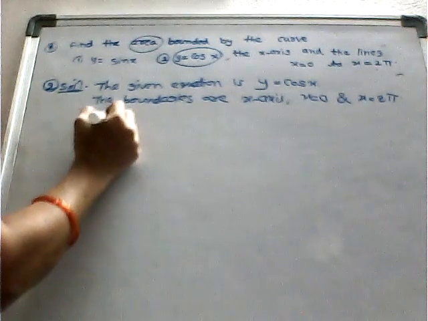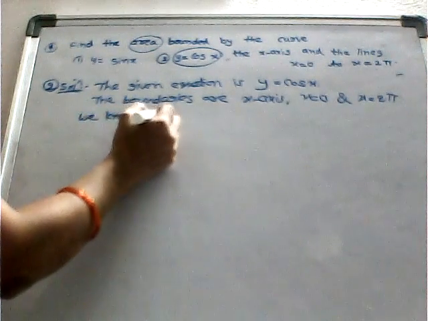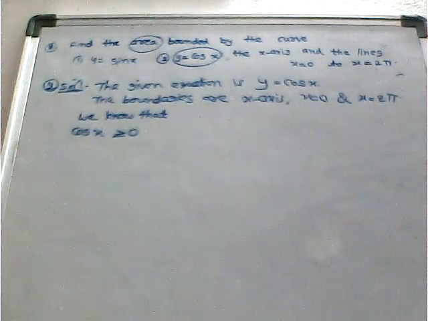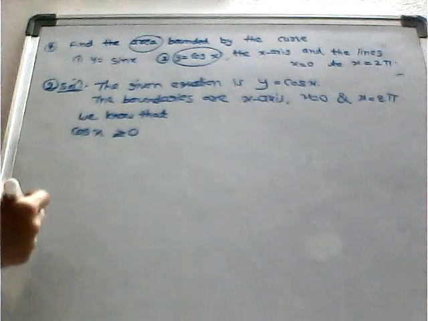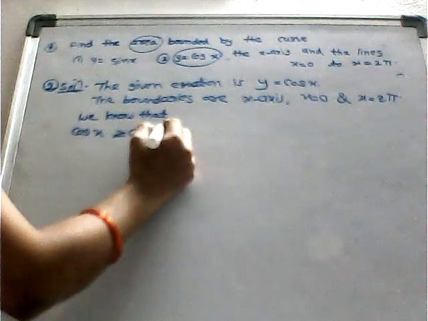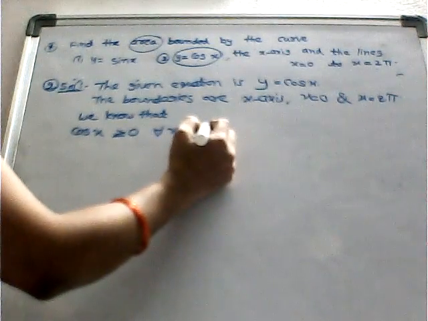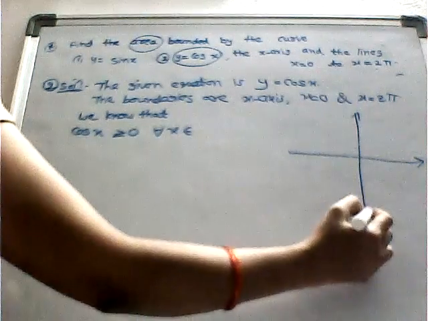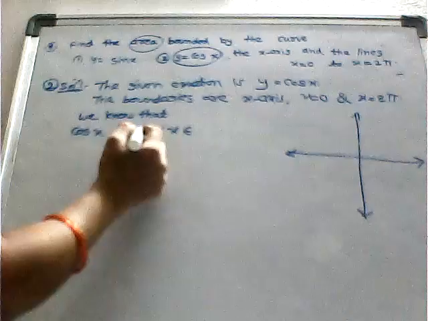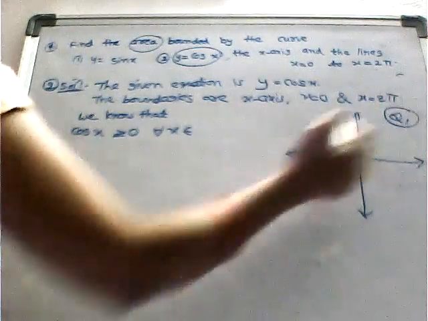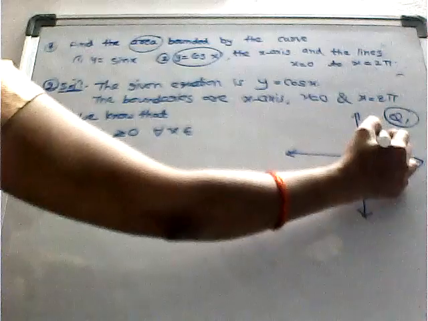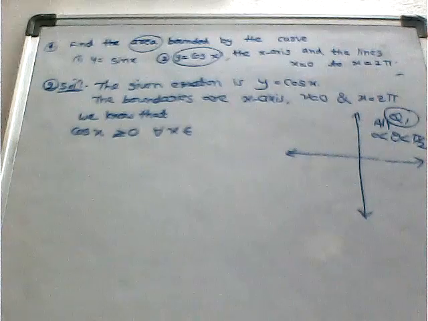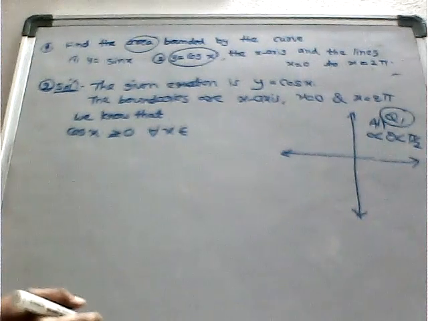We know that cos x is greater than or equal to 0 for all x belonging to the values where cos x is positive. Cos x is positive in the Q1 quadrant. In the Q1 quadrant the theta values are taken from 0 less than theta less than pi by 2. Okay, here all are positive. So for that we take 0 to pi by 2 as positive.